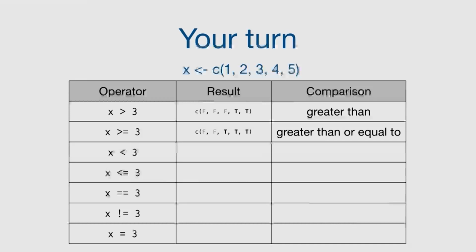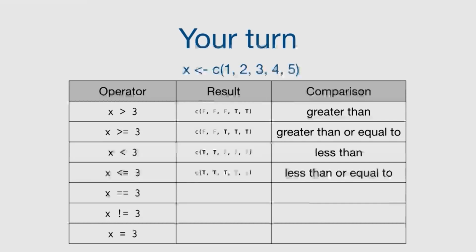The second one will test whether x is greater than or equal to 3. And you can see the difference in the middle column here. 3 is equal to 3, but it's not greater than 3. So the first operator counts that as a false, and the second operator counts the third element as a true, because 3 is equal to 3. x less than 3 tests whether x is less than 3, and then the less than followed by the equal sign tests for less than or equal to 3.